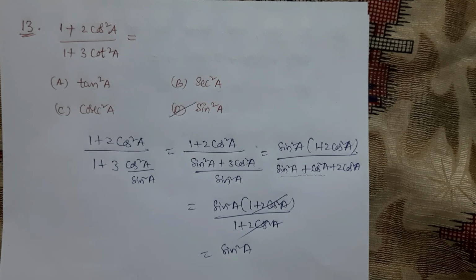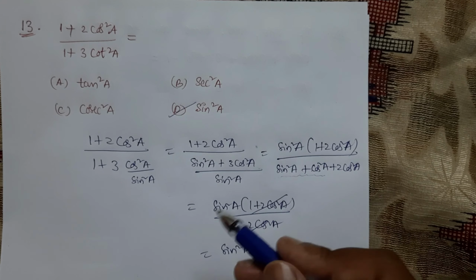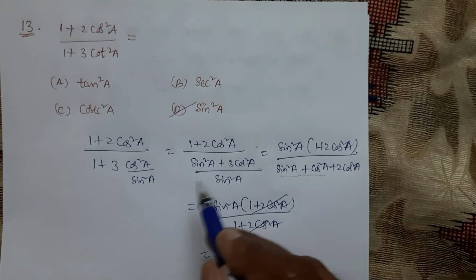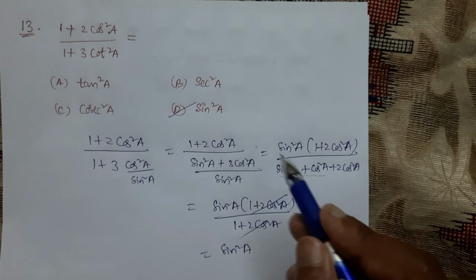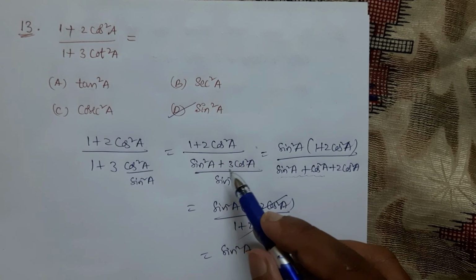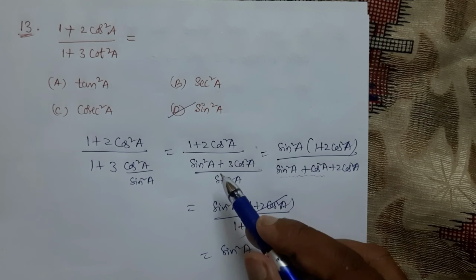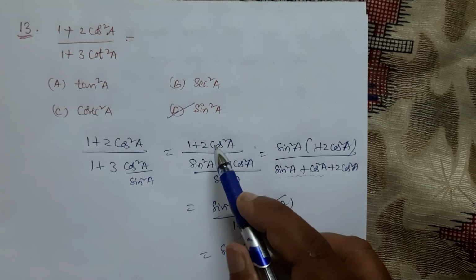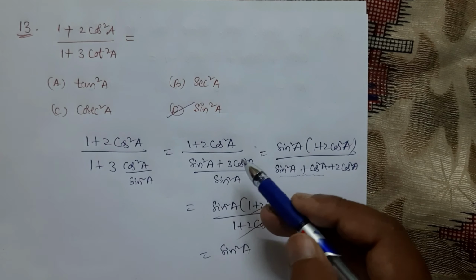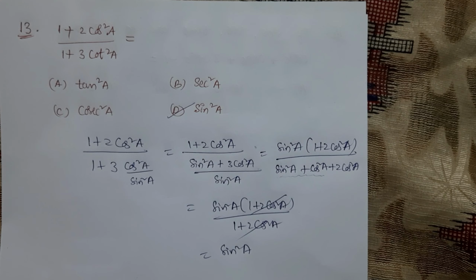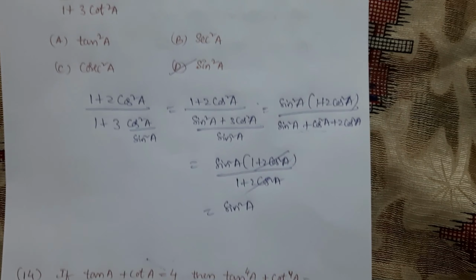In this way we can do it simply, and we can work out even faster, not like writing all the steps. By assuming 3 cos square a as 1 plus 2 cos square a, directly 1 plus 2 cos square a cancels with 1 plus 2 cos square a, and it will become sin square a. This way we can minimize the working time also.